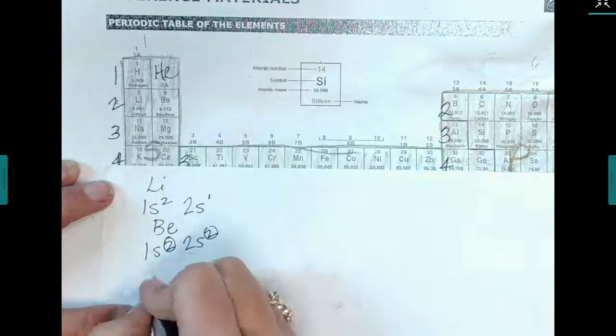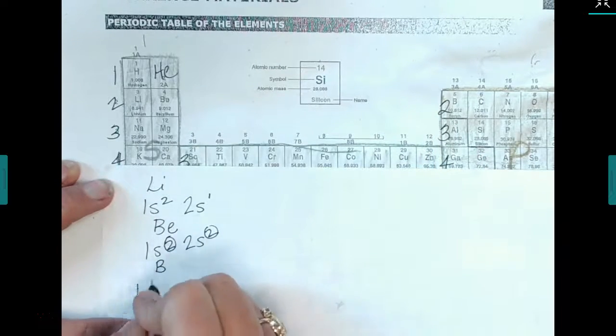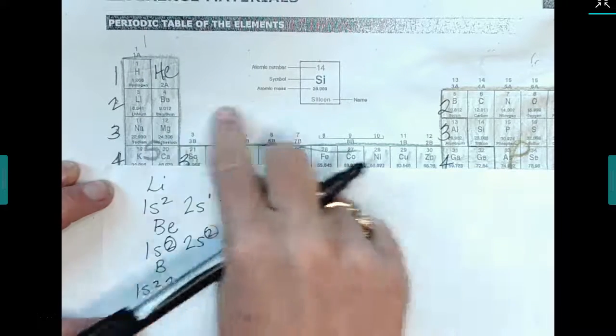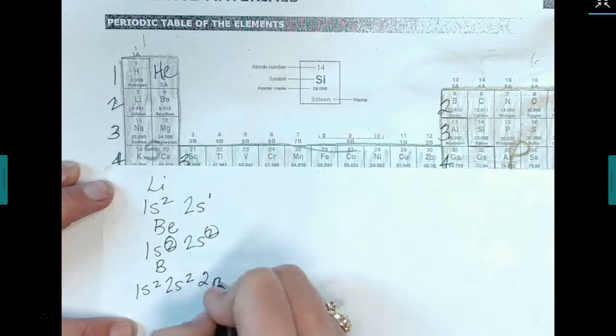Now let's look at boron. Boron will be, starting here, 1s2, going down, 2s2, going across, 2p1.